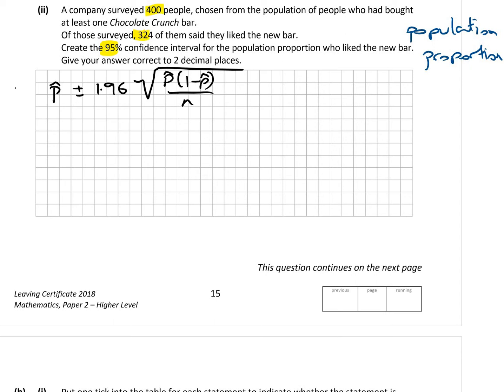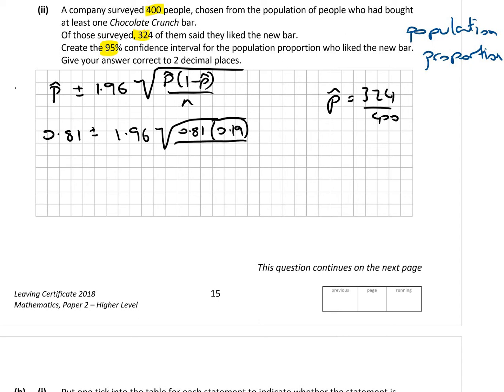So p hat here is the sample proportion. So that's going to be 324 over 400. So you can work that out as a decimal. If it doesn't work out too neatly, you can just leave it as a fraction, but it's 0.81. So the confidence limits are going to be 0.81 plus or minus 1.96 times root 0.81 times 1 minus 0.81, which is 0.19, all over n, which is 400.